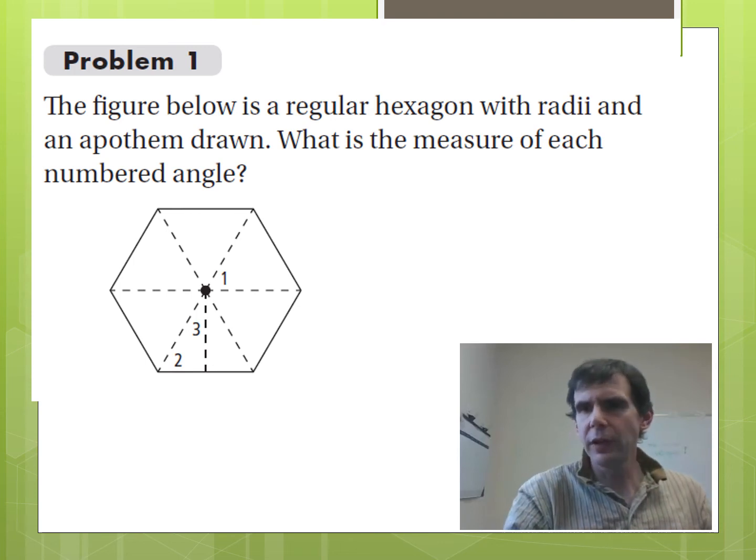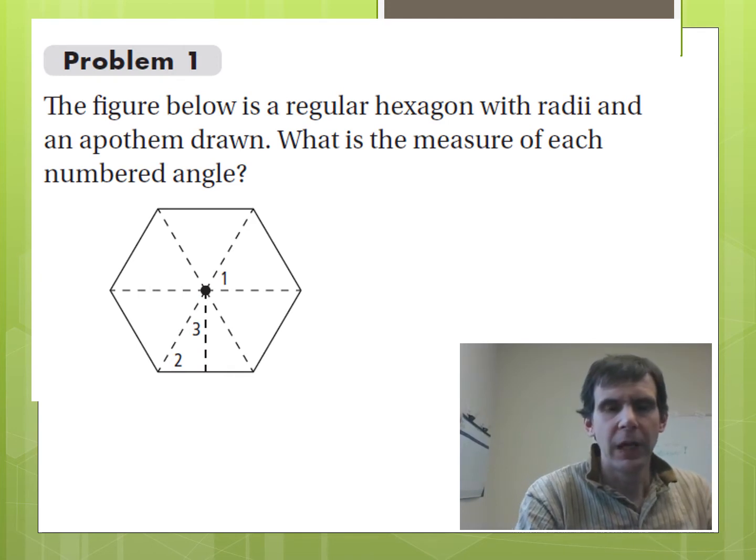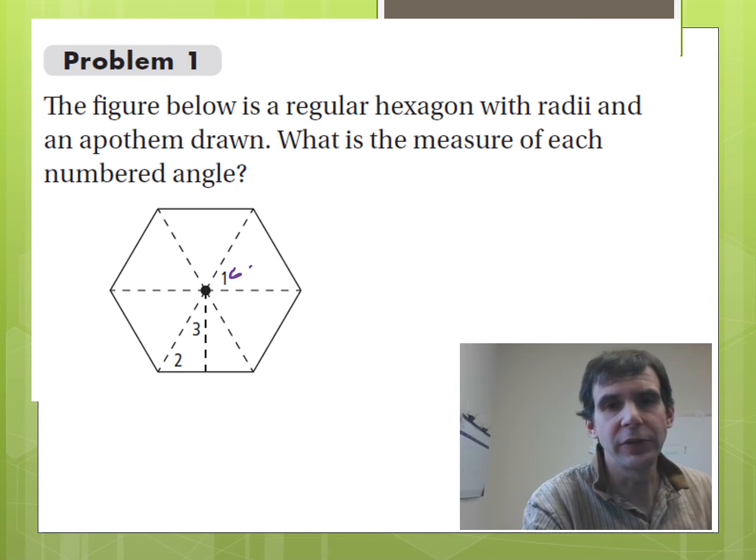Okay, so let's take a look here. Hopefully you did well and were able to figure this out. We remembered that we had this divided into 6 triangles, so each of these angles was 60 degrees, 360 divided by 6. And then split in half, each of these was 30 degrees.